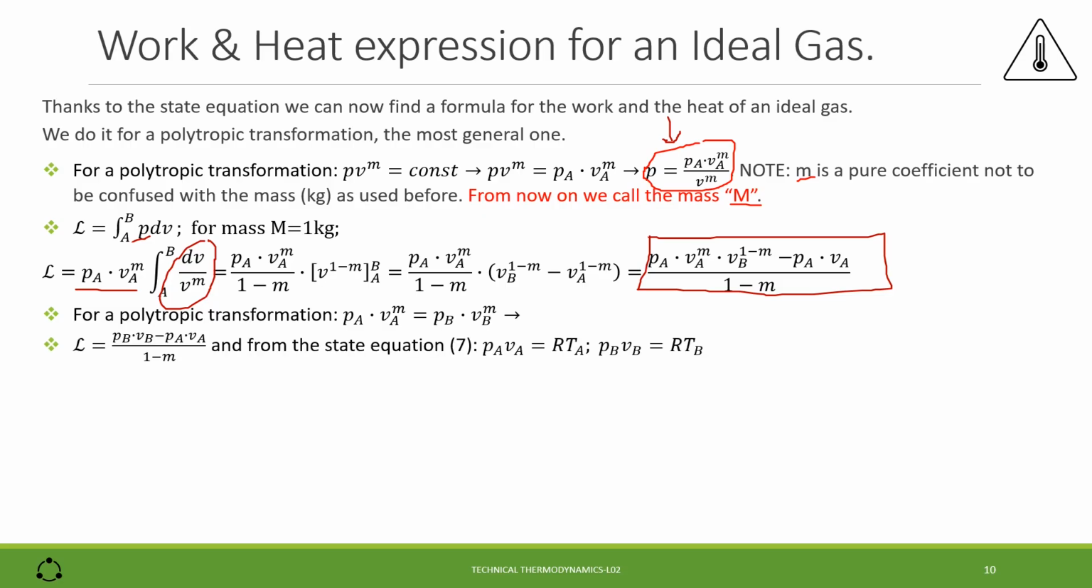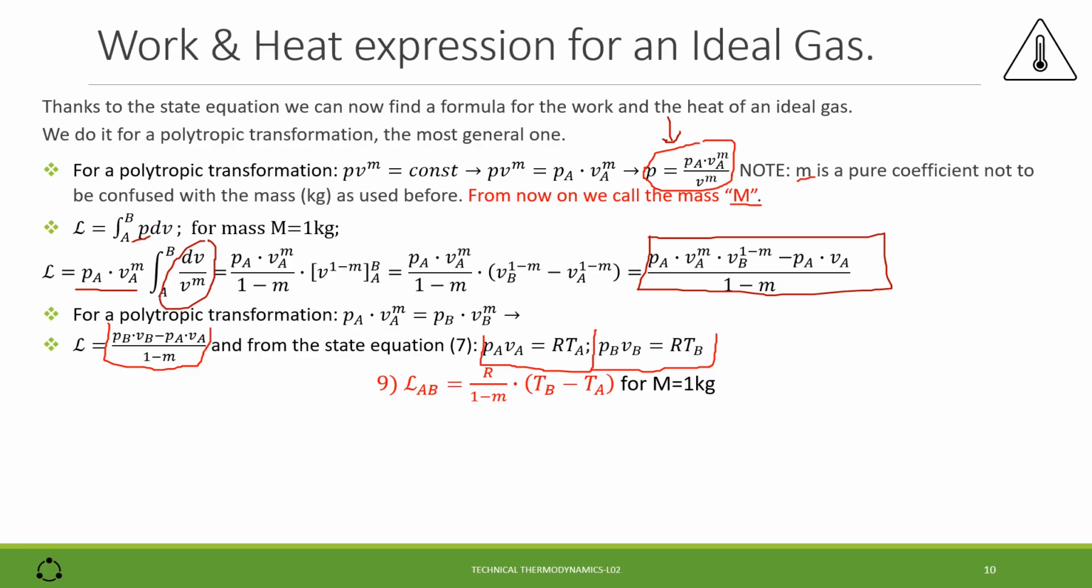And therefore we can find this expression, which is a little bit simpler because we have no power any longer. And from the state equation also we remember that the product of the pressure and the volume equals R into temperature. And this is valid for the state A and for the state B. So we land to this expression.